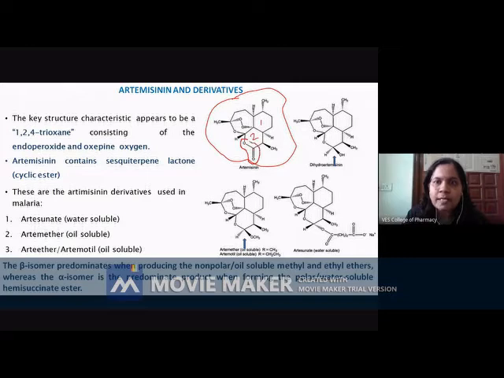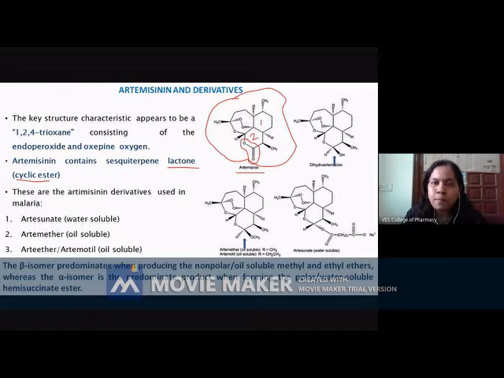This is called a cyclic ester because the ester is not free. It is a part of the cyclic ring. So if this type of structure is present, it is called a lactone. If it has a cyclic ester, that means the ester is a part of the ring present in the structure, then that ester is called a lactone. So this artemisinin contains the lactone, that is the cyclic ester.